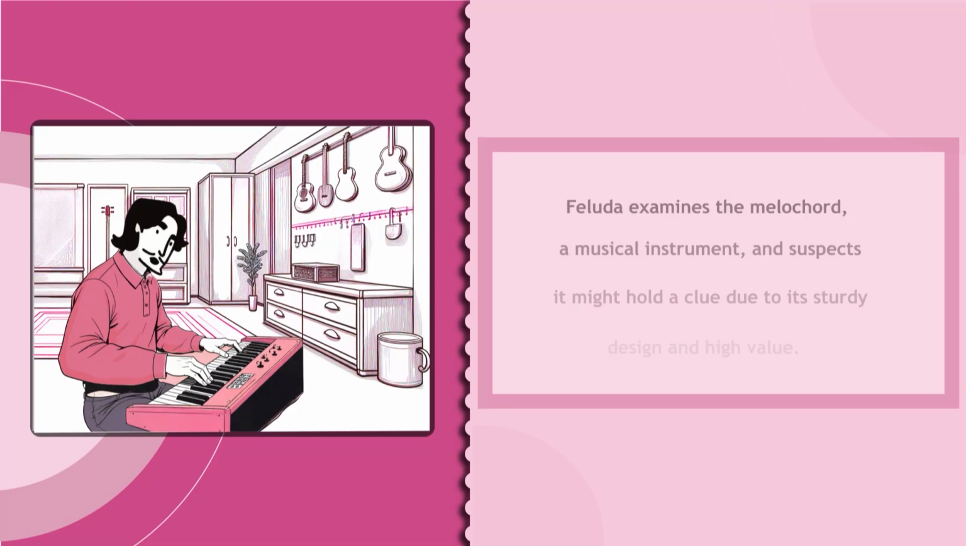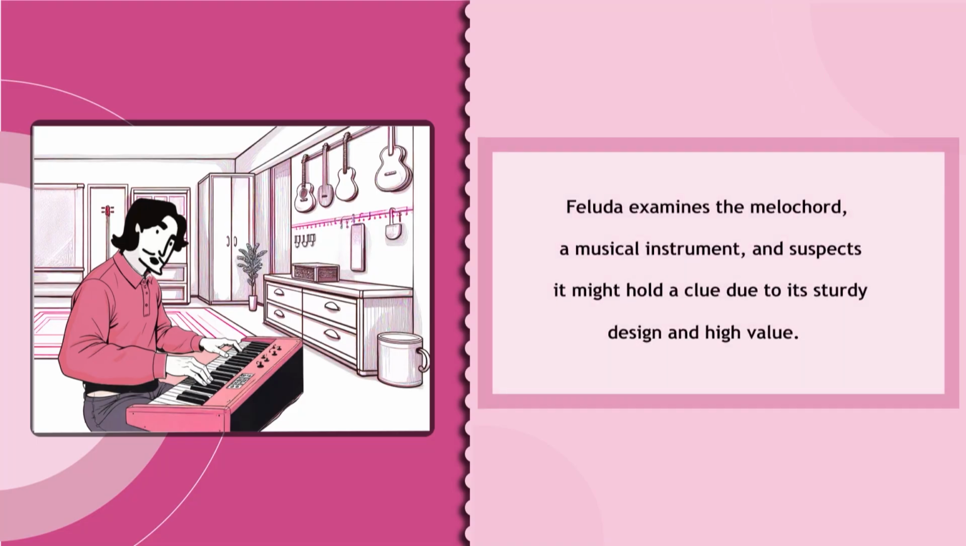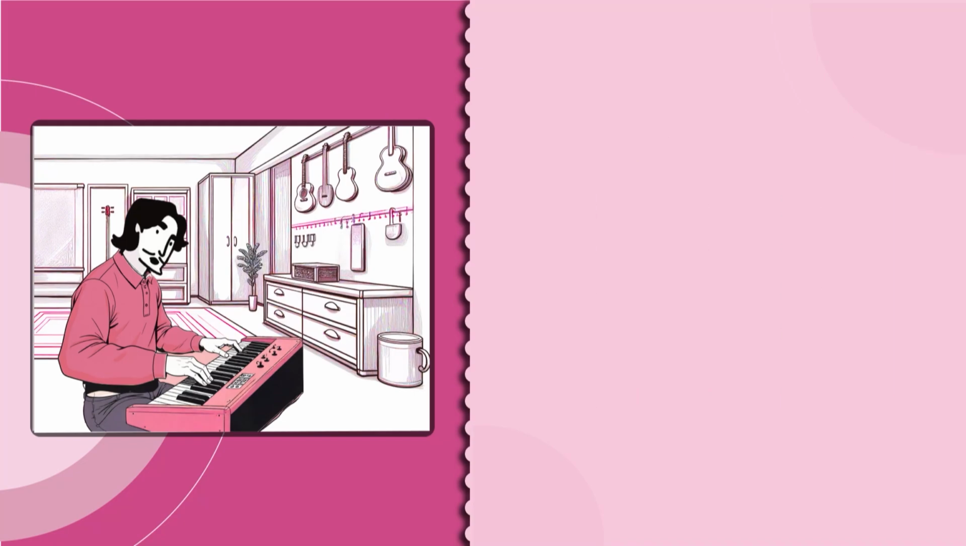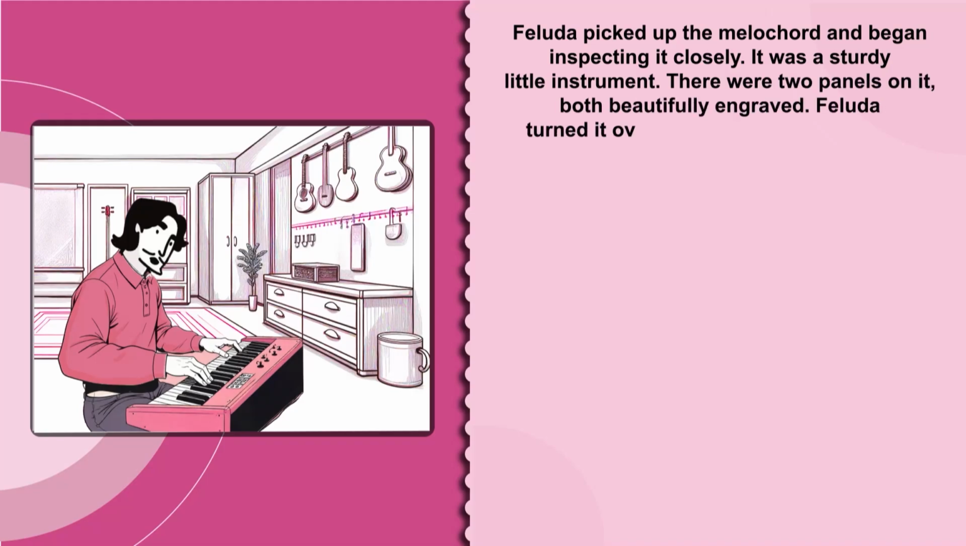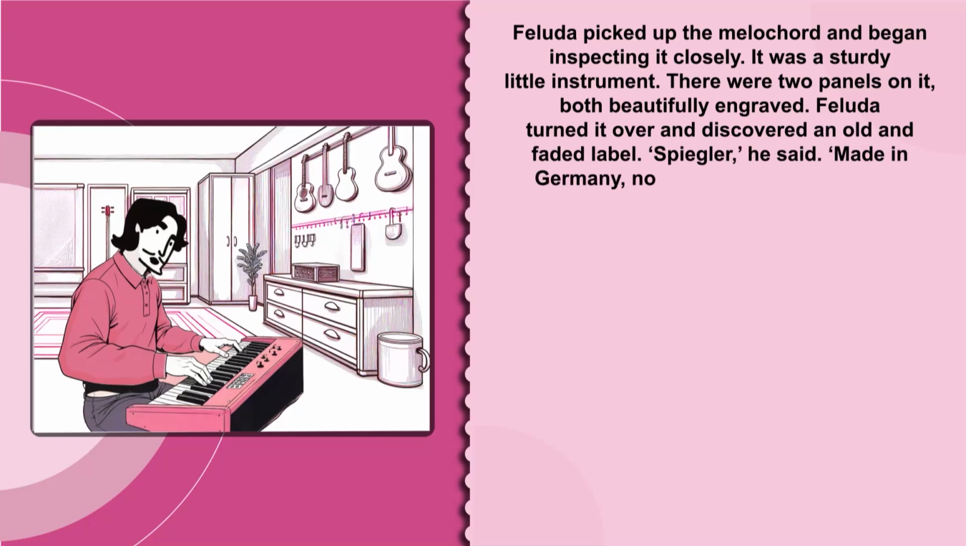Feluda examines the melochord, a musical instrument, and suspects it might hold a clue due to its sturdy design and high value. Feluda picked up the melochord and began inspecting it closely. It was a sturdy little instrument. There were 2 panels on it, both beautifully engraved. Feluda turned it over and discovered an old and faded label. "Spiegler," he said. "Made in Germany, not England."